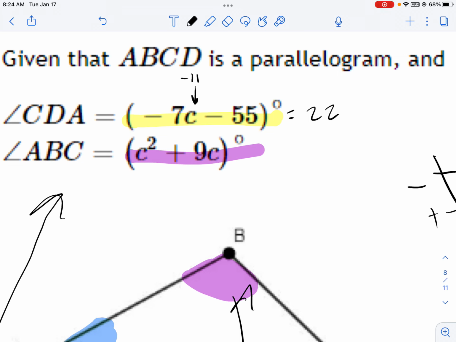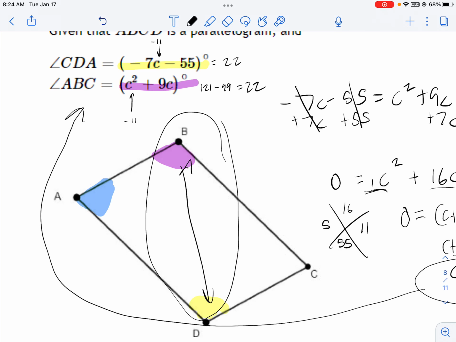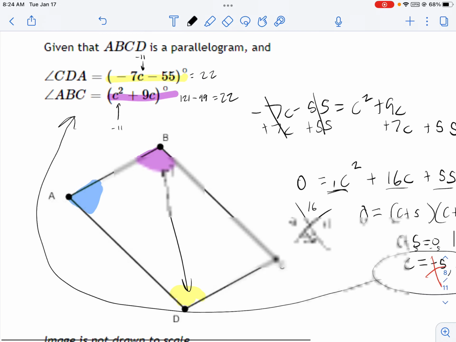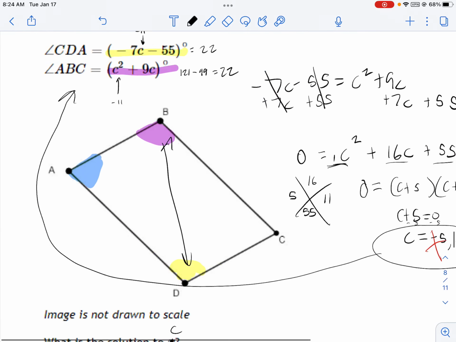Perfect. Let's try the other one. Here we get c squared, so negative 11 squared, that's going to be 121. Minus 9 times c, so 9 times negative 11, that's negative 99. 121 minus 99 is still positive 22, which means we're getting the same number, as we should. We know they're congruent, so they should be equal to each other, and we know they're positive numbers, which means negative 11 works out as your solution.